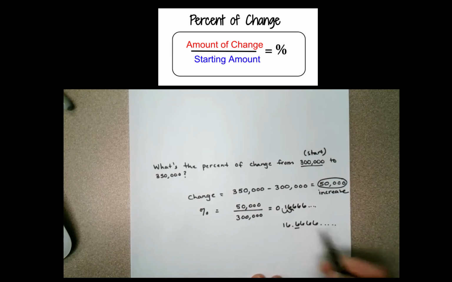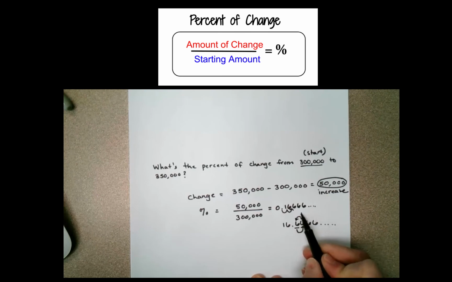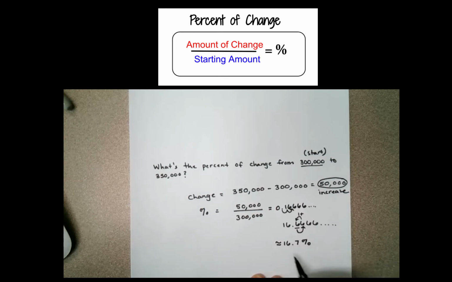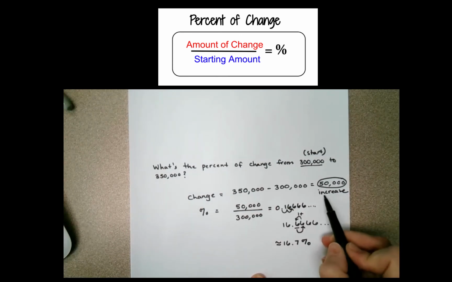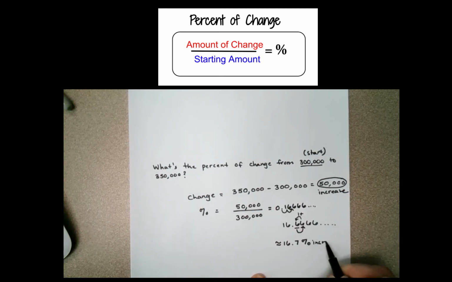I want to round to the tenths place, so I'm going to underline the digit in the tenths. Look next door, is it 5 or higher? Yes, so I'm going to add one more. That's going to give me 16.7%. So it's about a 16.7% increase in value.